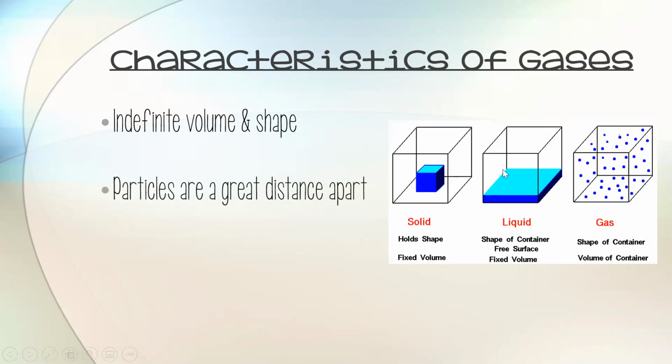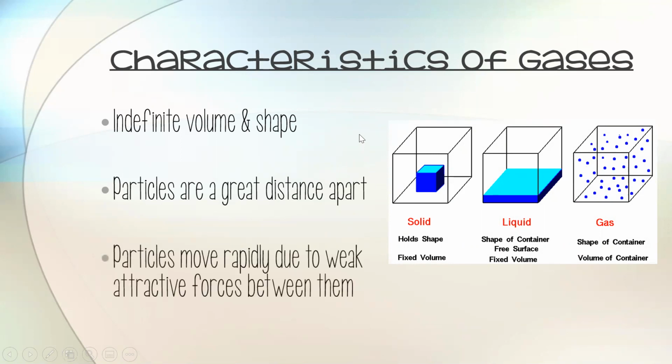As you can see from the picture, gaseous particles like to be far apart. They're a great distance apart compared to those of a liquid or a solid. And these particles of gases move very rapidly. There are very weak attractive forces between them, unlike those of a liquid or a solid. So they're spread out apart and they move in a constant, random, rapid motion.